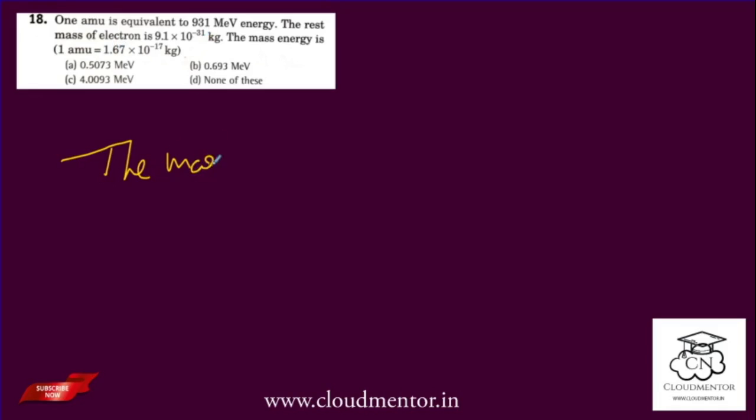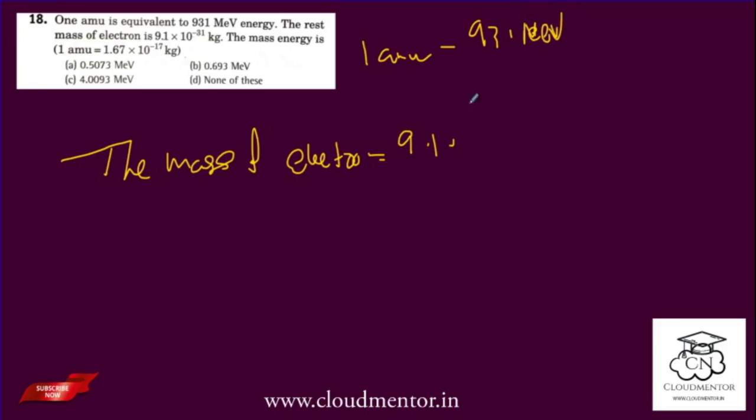So the mass of the electron will be equal to 9.1 × 10^-31 kg. We know that 1 AMU is equal to 931 mega electron volt. So we have to convert this mass of the electron to AMU.